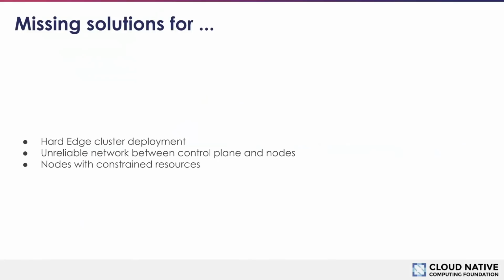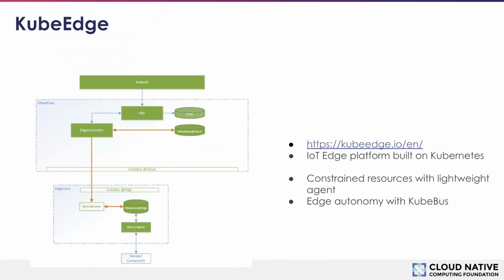So for the rest of this session, I will just call out a couple of these projects and try to share what exactly the problems are that they're trying to solve in this area. So first we'll start with KubeEdge, which is an IoT edge platform. It tries to tackle the device edge problem and IoT edge problem.